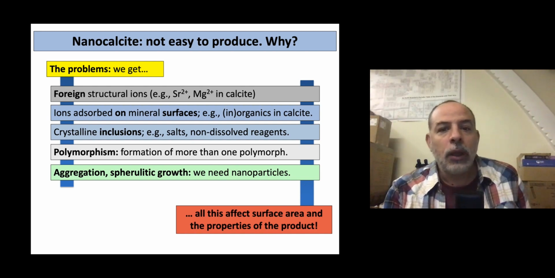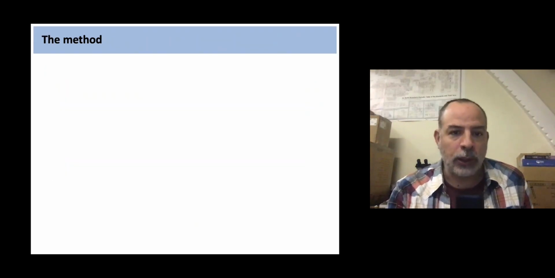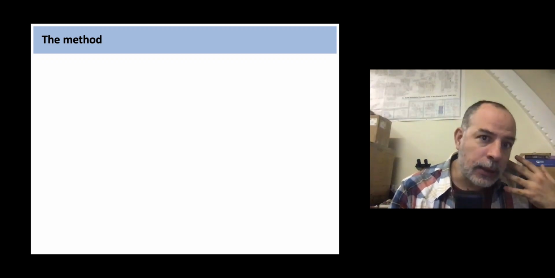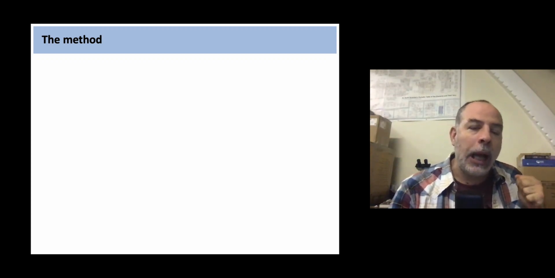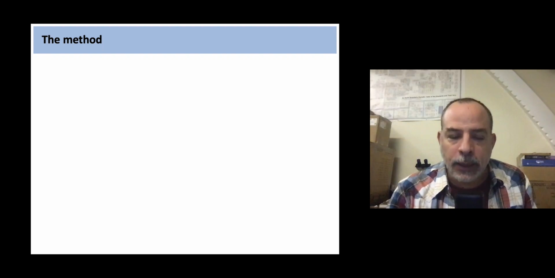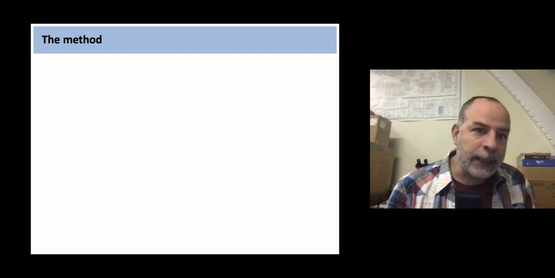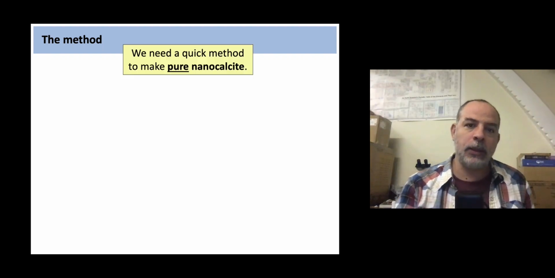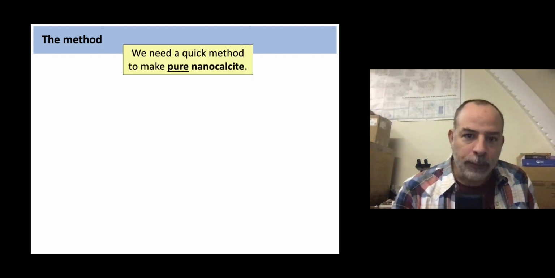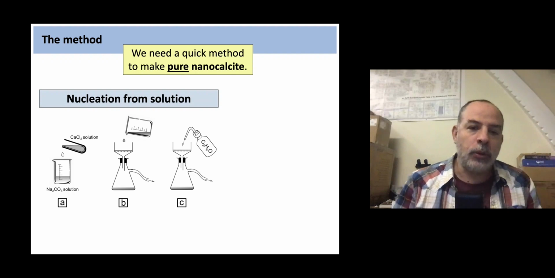Okay? So I'm going to show you the method that we use to produce nanocalcite, and this is a lesson for you to understand how important it is to control crystallization of calcium carbonates and how important it is to understand the mechanism of crystallization of these materials. Okay, this method is quick and it is made of two different parts.